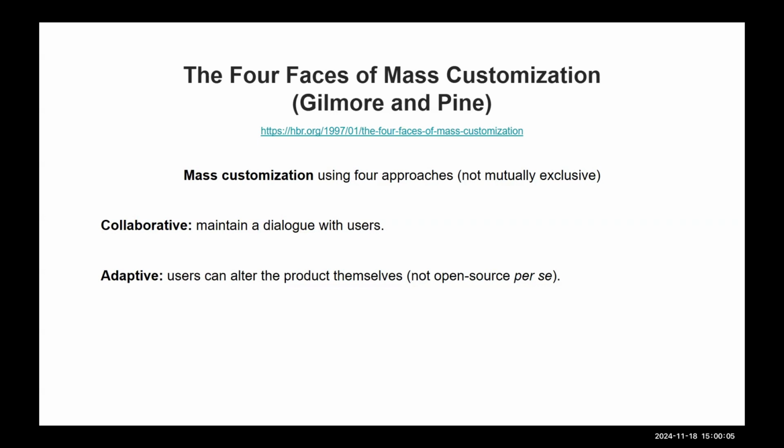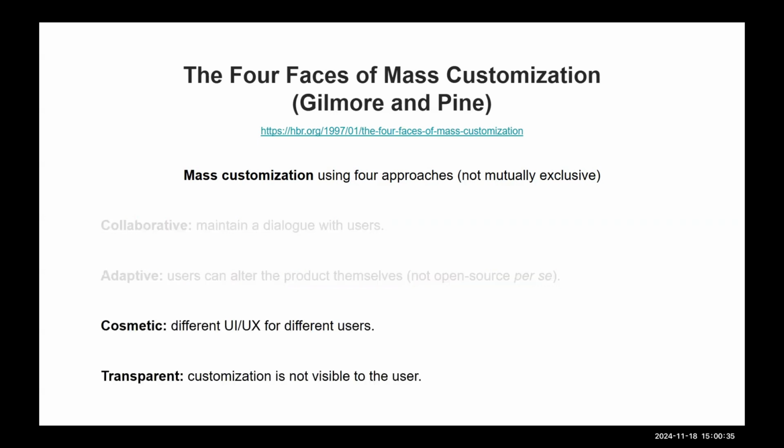The second is adaptive. This is where users can alter the products themselves. This is not open source per se, but it's akin to your operating system where you can change the color scheme or change the way that icons are displayed. It's adaptive in that if I need to see things bigger, I can blow them up. If I can't deal with a certain color scheme and I need another one, I can change it. It's not open source, but it does allow you to adapt things.